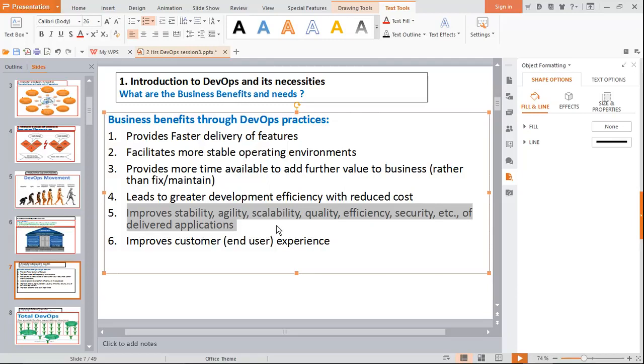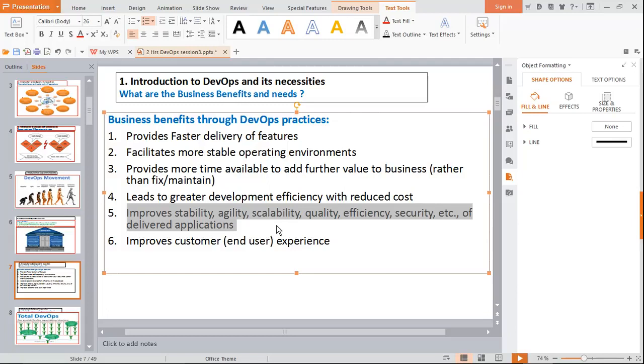And the fifth one is improved stability, like build stability in the production, application stability, and agility, like accelerated delivery of small things happening by doing it continuously, and scalability, application scalability can be increased because more deployments are happening, and quality needs to be maintained. Obviously, when you have followed all these practices, your product quality is going to be increased, people efficiency is going to be improved, and security of the application is also improved, because when they have time, obviously they'll think about the security implementations.